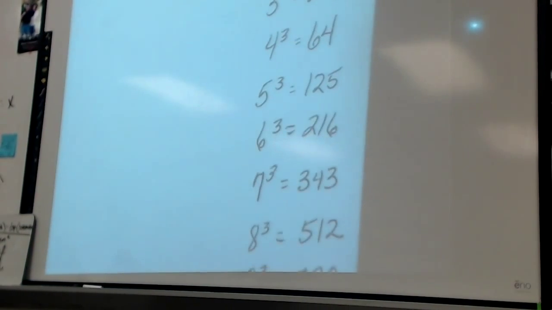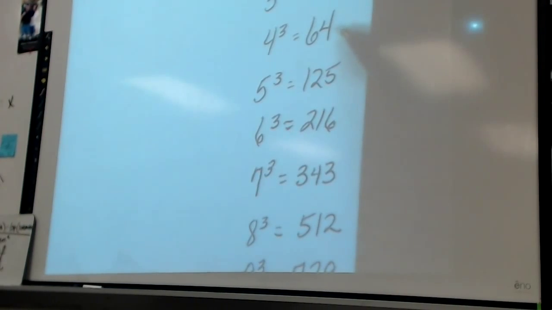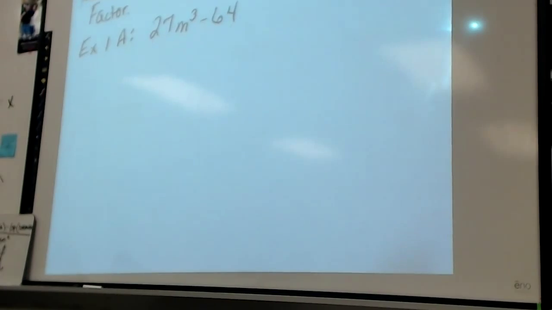Okay, so these are the numbers we're going to be looking for. Now notice 64 was also a perfect square. It was 8 times 8. But it's also a perfect cube. But the cube root of 64 is 4. The square root of 64 is 8. So you have to keep that straight. Okay? All right, so now let's go back to our problem.